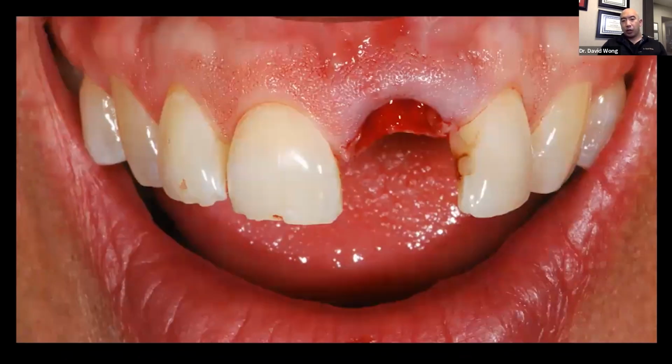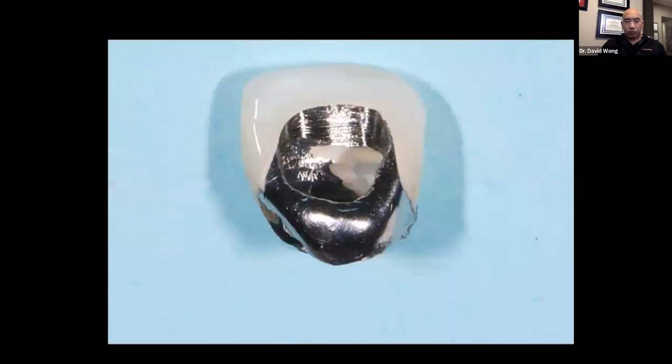We want to atraumatically remove the tooth, and we did not reflect the flap. Remember, we didn't reflect the flap because if you do, you're going to lose 2 millimeters of vertical height. You're going to lose anywhere from 2 to 4.5 millimeters of horizontal width. So we don't reflect flaps. The other thing is we also don't want to lose our papilla. So we're going to atraumatically remove that tooth.